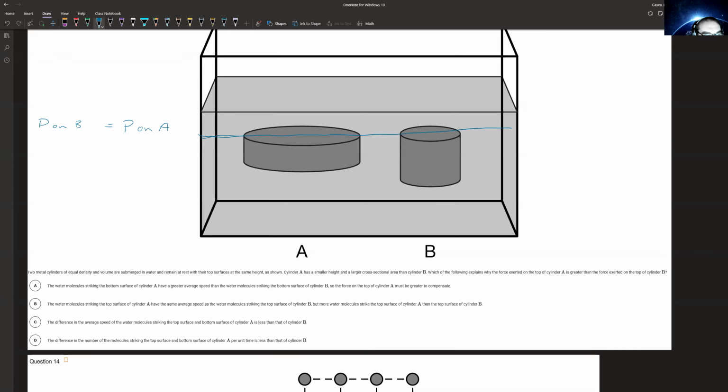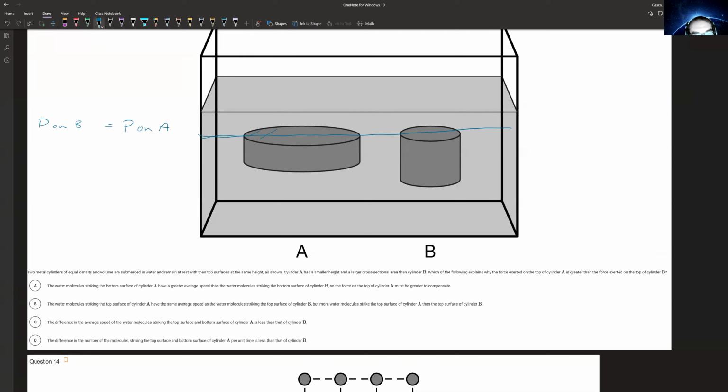So I think we're going to have the same average speed for the collisions because this collision is going to impart a tiny little force on a tiny little area. So let's see here. The water molecules striking the top surface of cylinder A have the same average speed as the water molecules striking the top surface of cylinder B, I think.